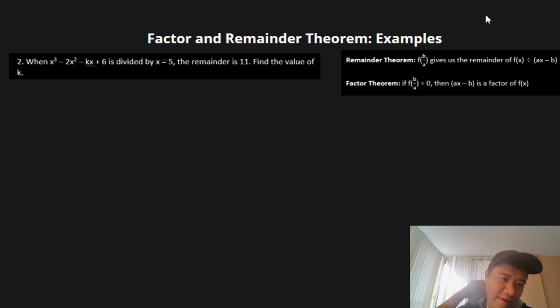That's number 1. Alright, we have another example here. When x cubed minus 2x squared minus kx plus 6 is divided by x minus 5, the remainder is 11. Our job is to find the value of k in our polynomial. So we're given that when we divide these two together, we find our remainder is 11. That's what we're given.